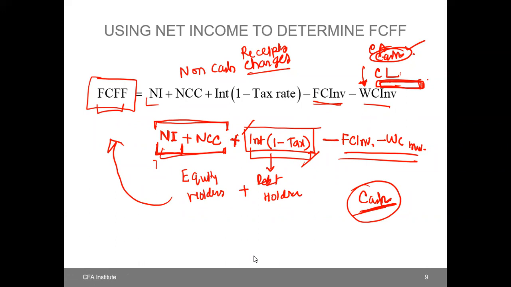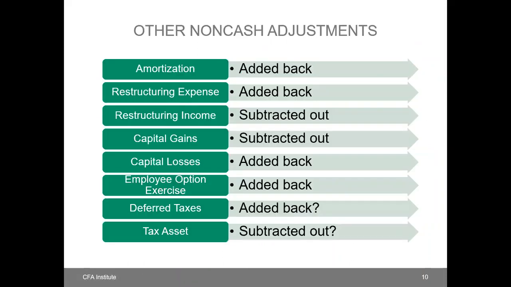Someone is asking for examples of cash receipt and non-cash receipt. Okay, so I'll give you the examples in the next class. Sorry, not next class, now in the next slide here. Okay, so there are a number of adjustments which will be part of the NCC. One thing very clear is the amortization for intangibles. We have the amortizations.